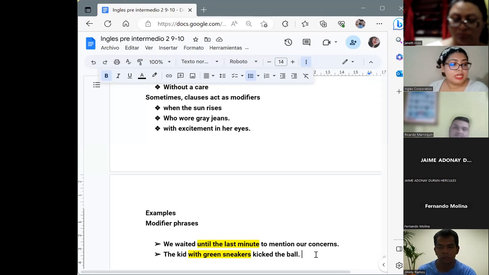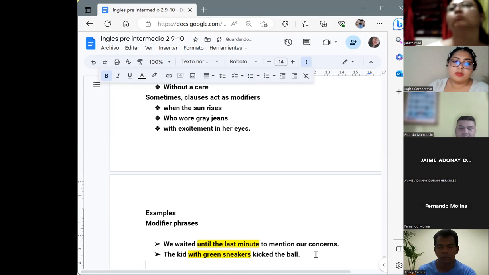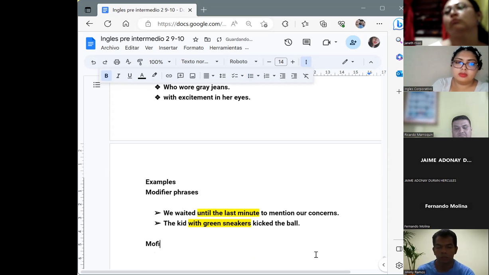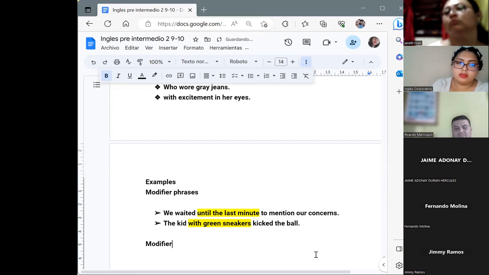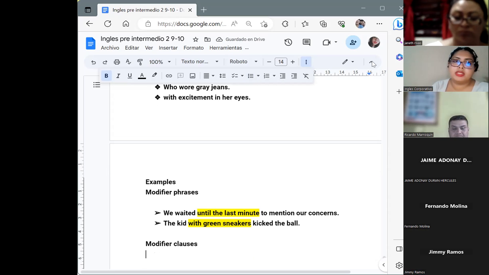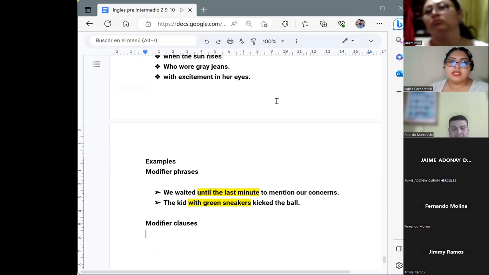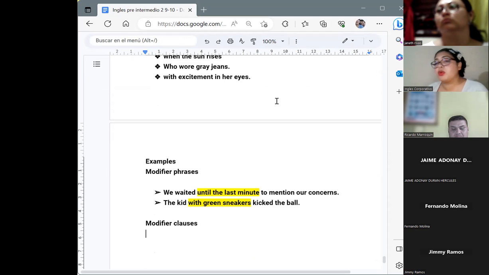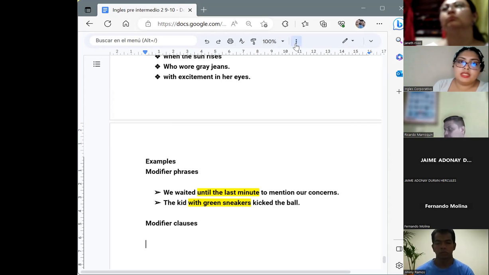Ahora, vamos a ver los ejemplos de las modifier clauses. Okay, in this case, we have the examples of the modifier clauses, que son las que tenemos arriba. When the sun rises, who wore gray jeans and with excitement in her eyes. Vamos a ver ahora. Recuerden que estas cláusulas a veces van separadas por comas, en algunos de los casos, ¿no? Y yo creo que va a estar fácil de que ustedes lo identifiquen, ¿verdad? ¿Cuál es el modificador en estas oraciones? Veamos. Tenemos las siguientes oraciones.